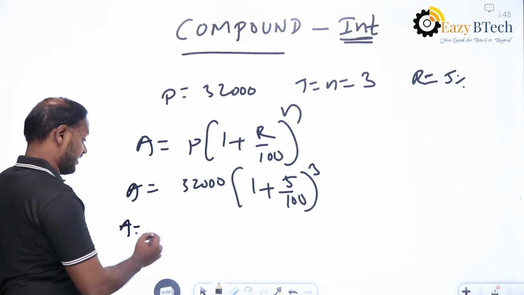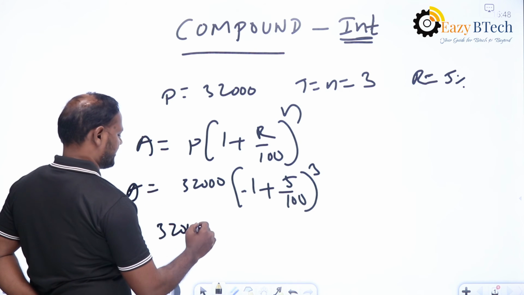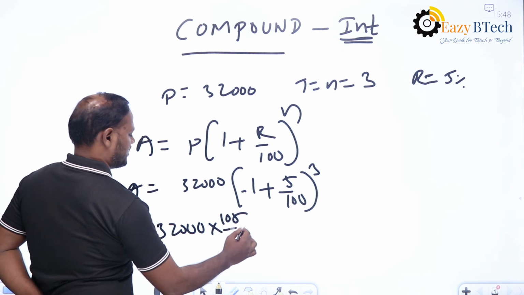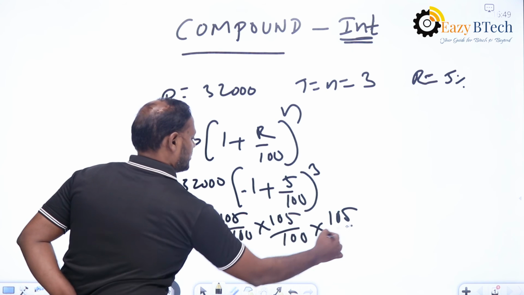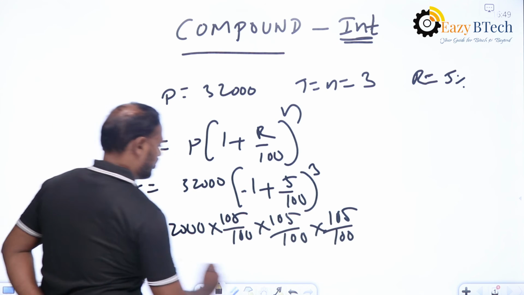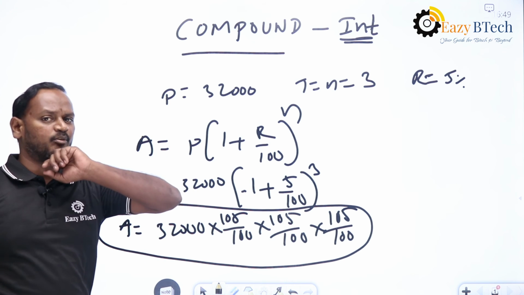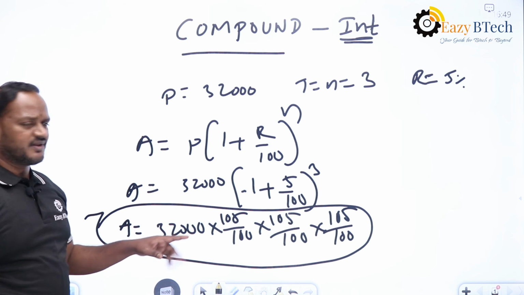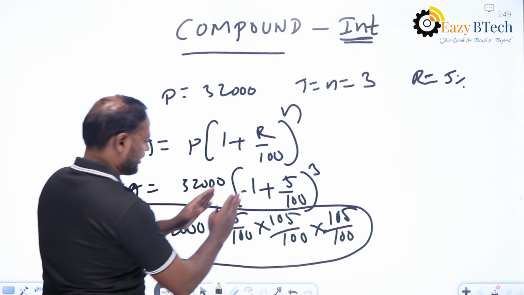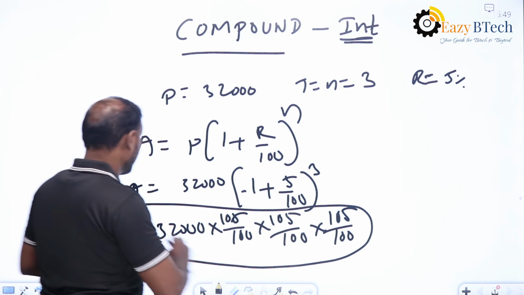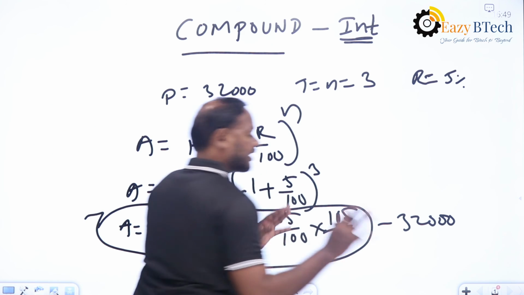Amount is equal to, a very tough task: 32,000 into 105 by 100 into 105 by 100 into 105 by 100. Okay. This is the story of how to get the amount value. After getting the amount value, we can subtract the main principal. Then we can get the compound interest value, right? So a little bit tough task. If it is 5% for 3 years, 105 by 100 three times will be the answer. We can get the amount value including principal, and after that we can subtract 32,000 rupees, the main principal. Then we can get the compound interest value.